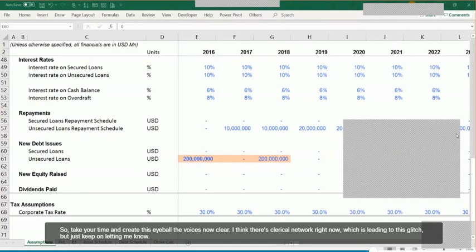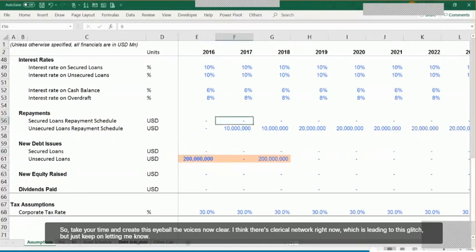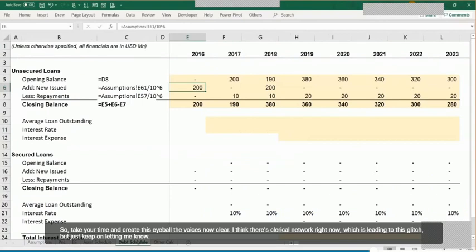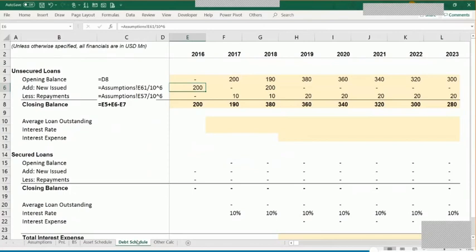Anuj, I hope the voice is now clear. I think there's a terrible network right now, which is leading to this glitch. But just keep on letting me know in case you face any issues in between. I would repeat that part for you.